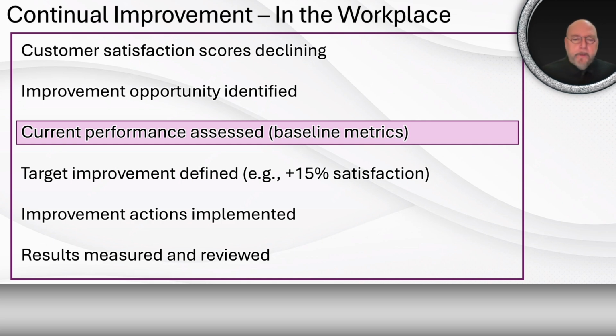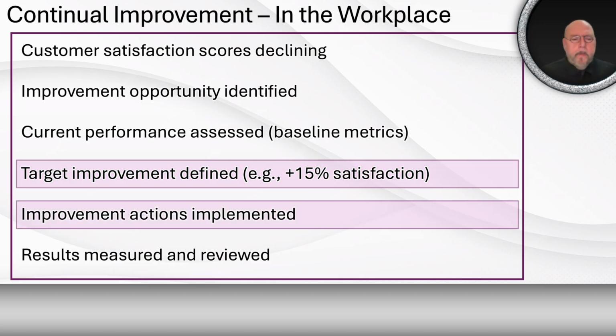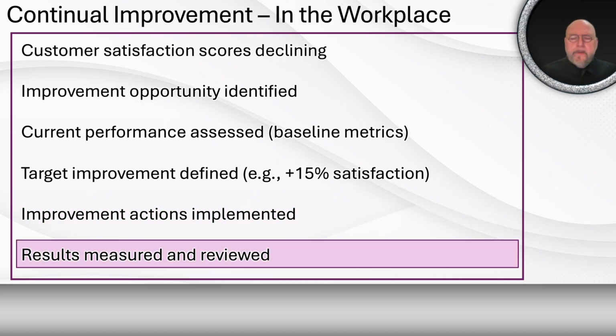We have to find good measurements that are easy to do and yet are very clearly indicative of what's going on. Target improvement is defined. For example, we say, we'd like to see that satisfaction score increase by 15%. Improvement actions are planned and implemented, and the results are measured and reviewed, and round we go.